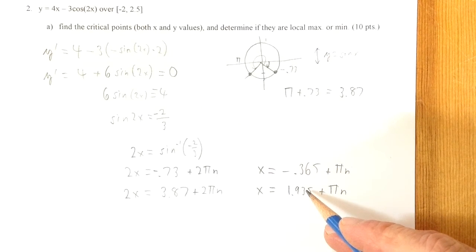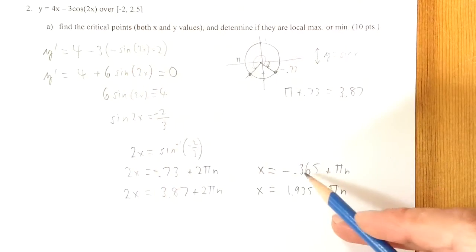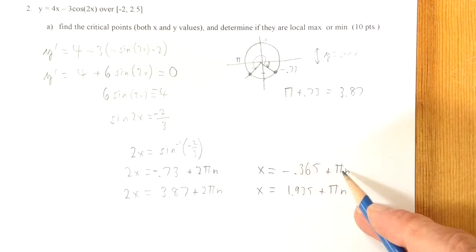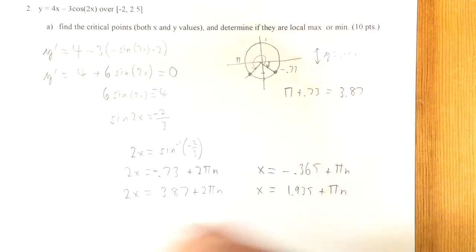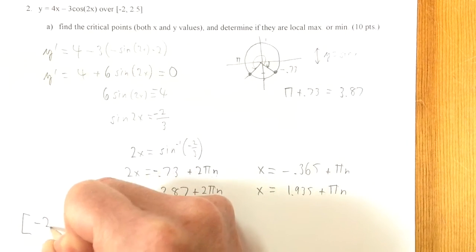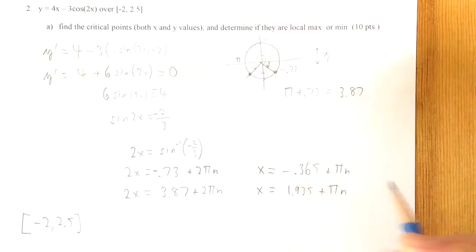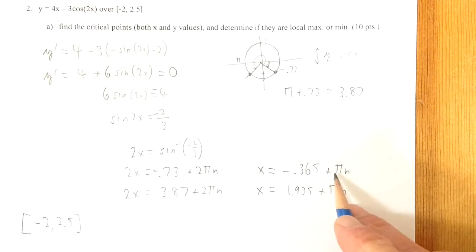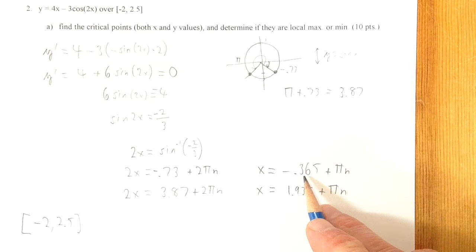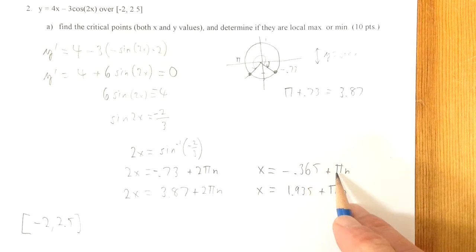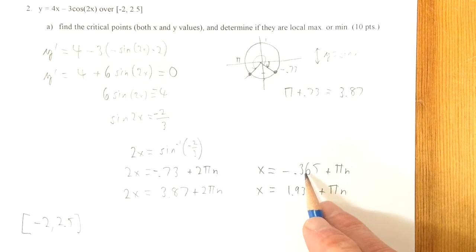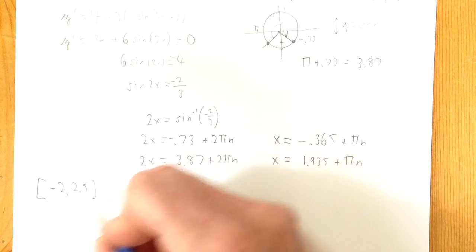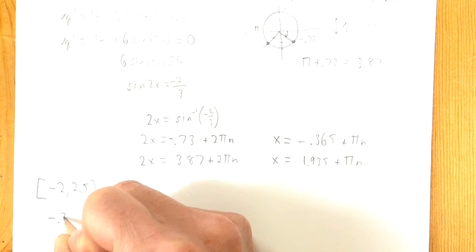However, we only care about between negative 2 and 2.5. So we have to figure out which of these numbers fit between negative 2 and 2.5. Let's look at this one first. Negative 0.365 sure does. Remember n can be negative 1. Can we take away pi from that? Pi is about 3, so that would give us negative 3.365. That's less than negative 2, so that's not one of them. So one of them is negative 0.365.